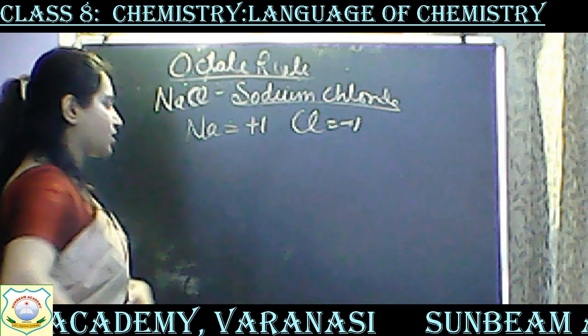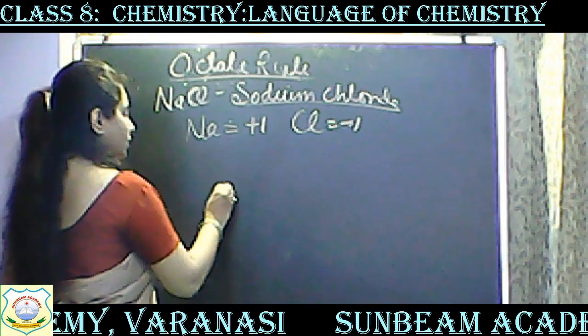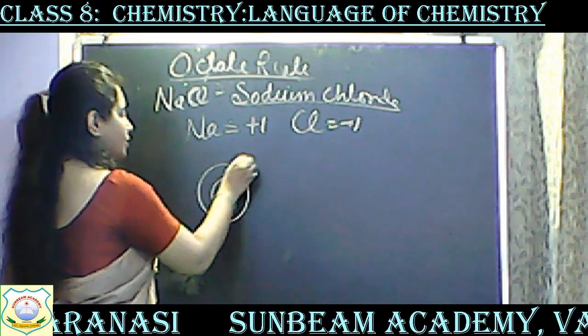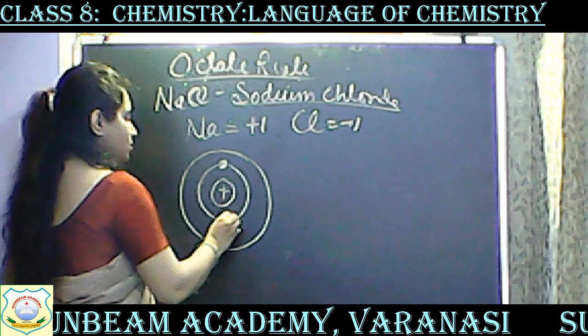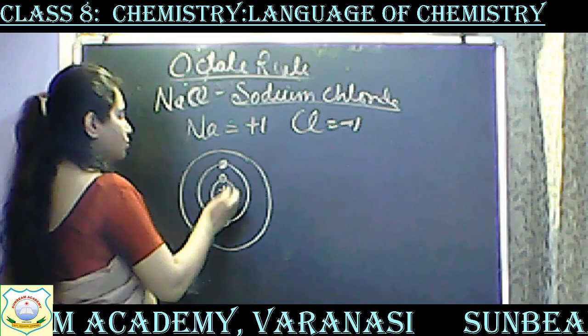Let's see the structure. So let's form the structure of sodium first. So sodium is having 11 atomic number. So here in the center we have 2.